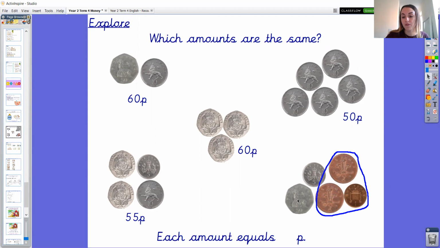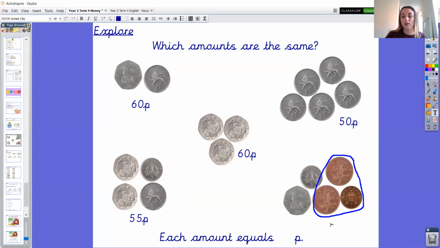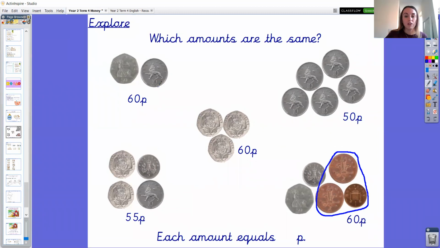So here we have 55, add 5 more is 60p. Brilliant, well done year 2. So as you can see here, the amounts which are the same is this one, and this one here, as each amount equals 60p. Should we say it together and fill in the blank? Each amount equals 60p. Well done year 2.